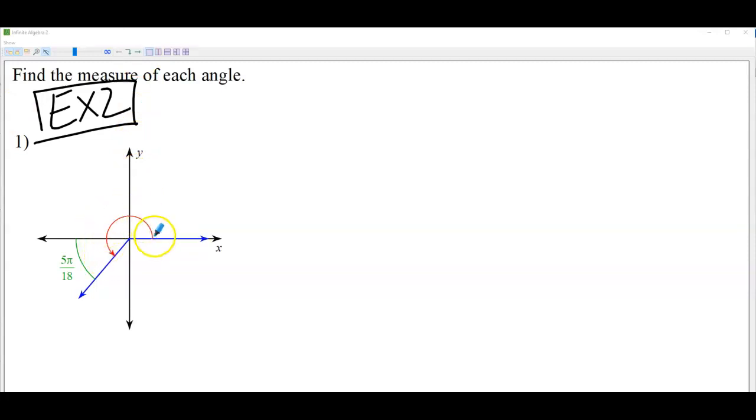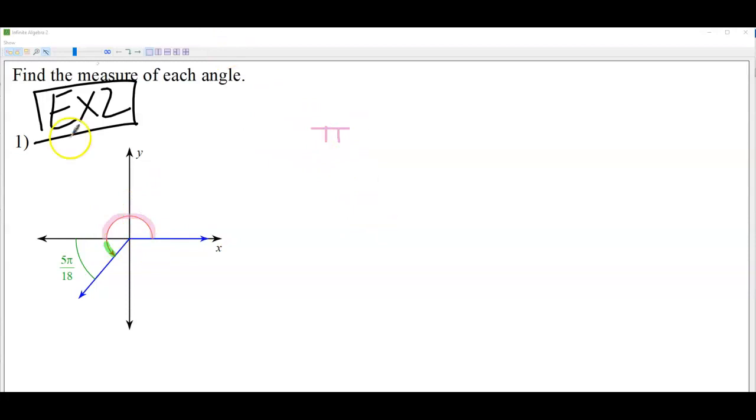Now, I want to find the measure of this red arc, so I'm going from here to here, and after that we're going a little bit further to here. Okay? And our question is, how much is this angle? Well, we know that this pink part is a half turn, and so that pink part is pi radians. It's a half of a circle, and that's equal to pi.